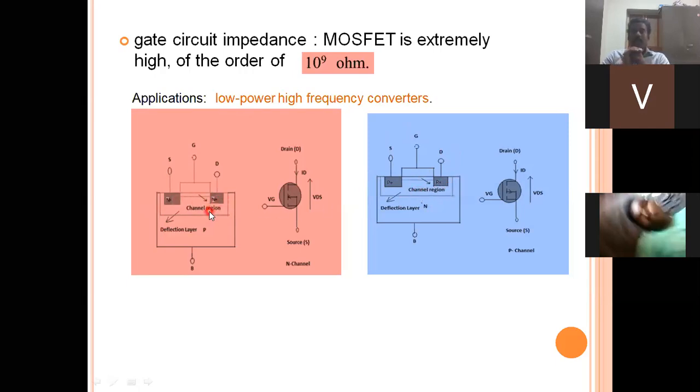Why they are called P channel enhanced and N channel enhanced is because the conductivity is going to be increasing on the basis of the gate current intensity. So these are considered enhanced MOSFETs, depending upon the gate. Generally, when the MOSFET is in the off state, the gate circuit is going to have a very high impedance, of the order of 10 to the power of 9 ohms.